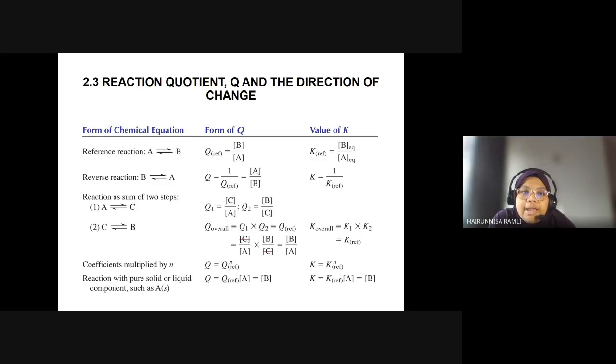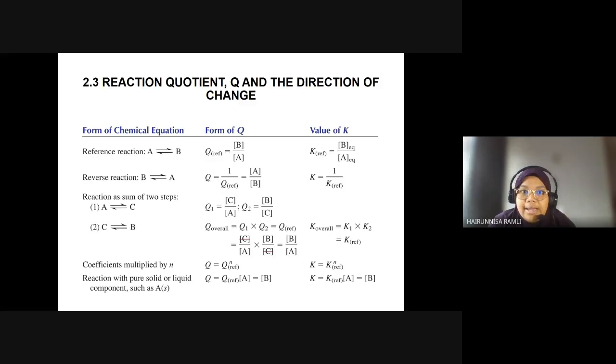last week. Okay, you have learned the difference between K and Q. For K, if you want to calculate KC or KP, they are at equilibrium. But for Q, that one is actually not at equilibrium. But you can calculate Q and it can reach equilibrium.